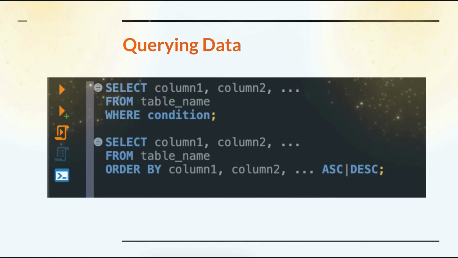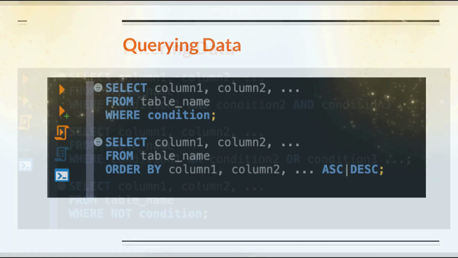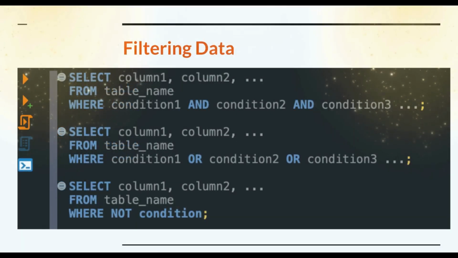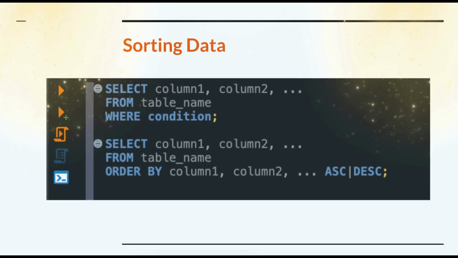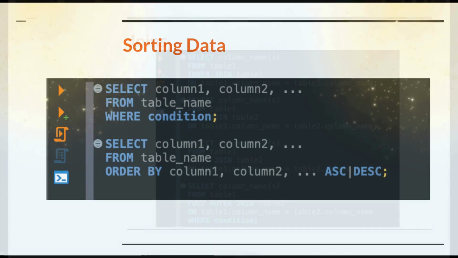You can use conditions, the where clause, to filter results, and you can order results using the order by clause. Number 5. Filtering data. The where clause is used to filter rows based on specific conditions. Logical operators and, or, not, and comparison operators equal, greater than, less than are used in conditions. Number 6. Sorting data. The order by clause sorts query results based on specific columns in ascending or descending order.